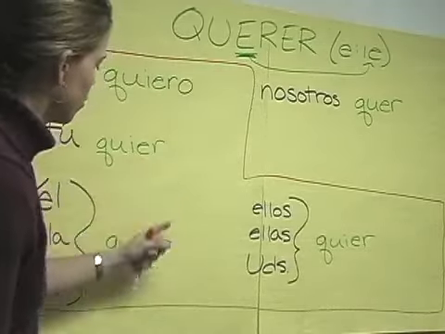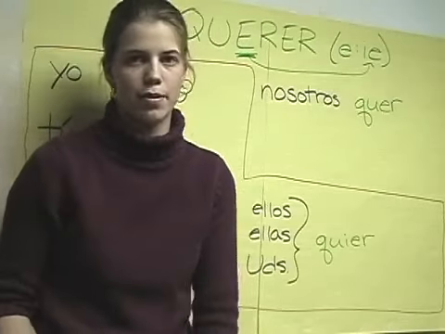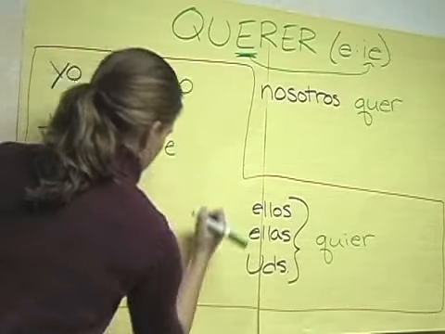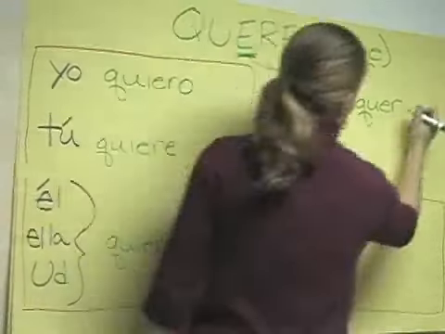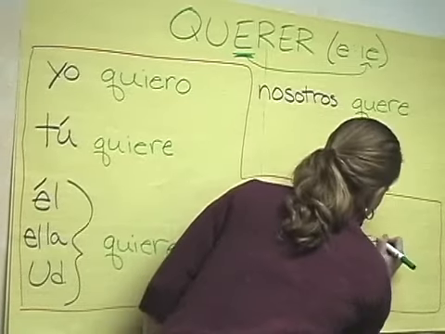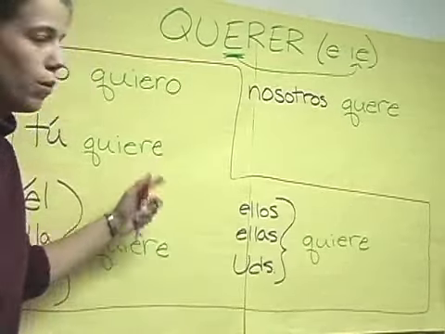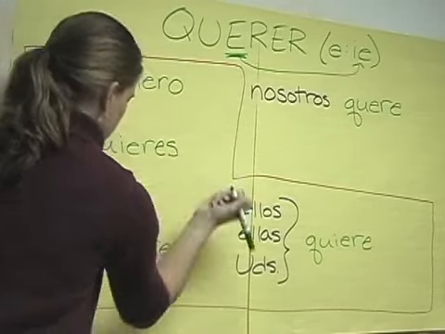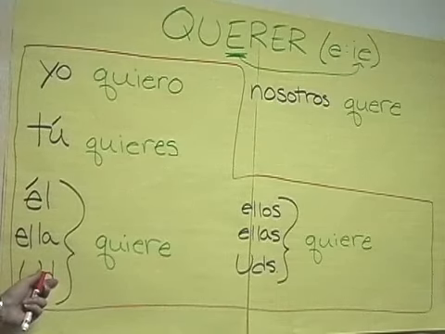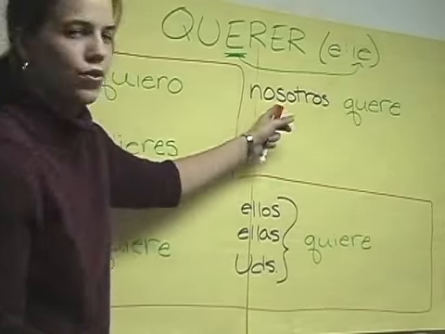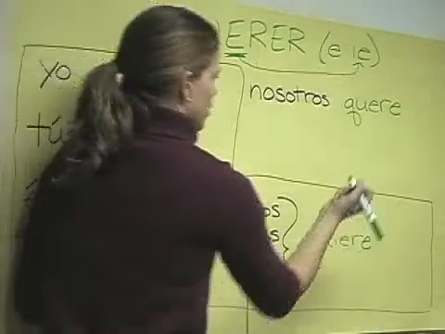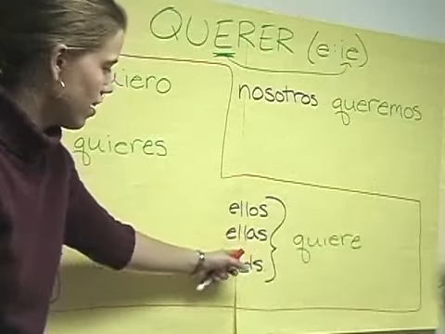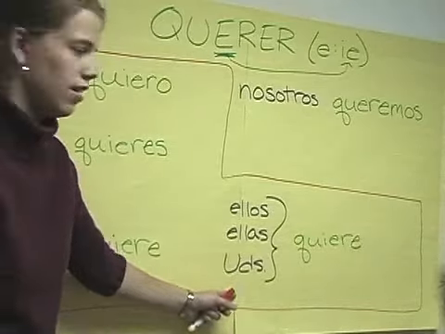Now, since this is an ER verb, what letter do we add to all of our stems? An E. That's right. So this follows just like all of the other verbs. Now for tú, what do we add? An S. That's right. For él, ella, usted? Nada. For nosotros? An MOS. And for ellos, ellas, ustedes? You add an N. That's right.